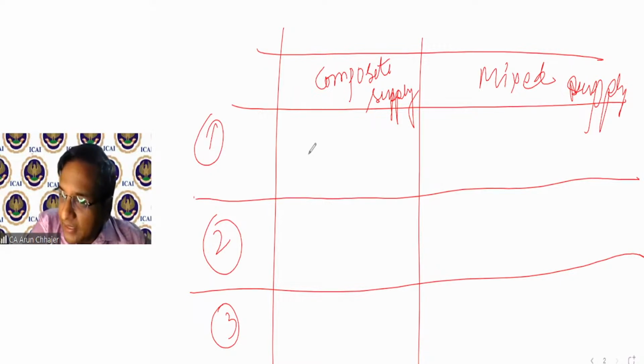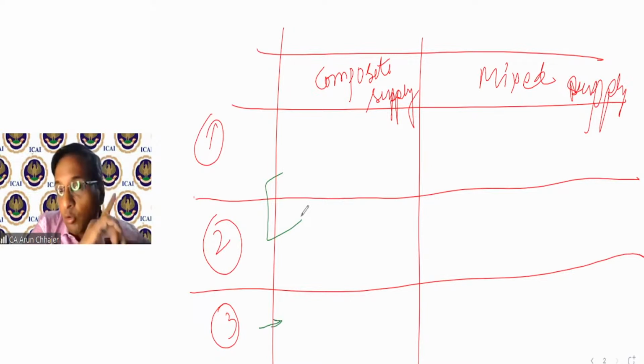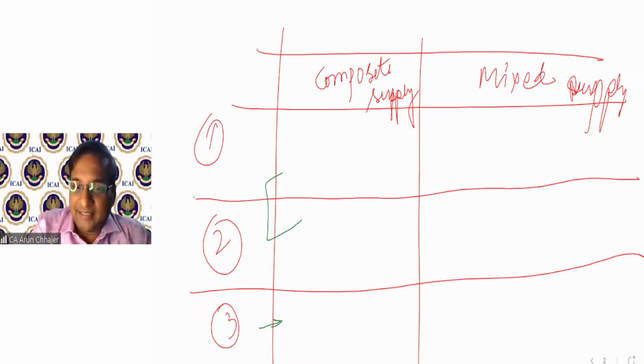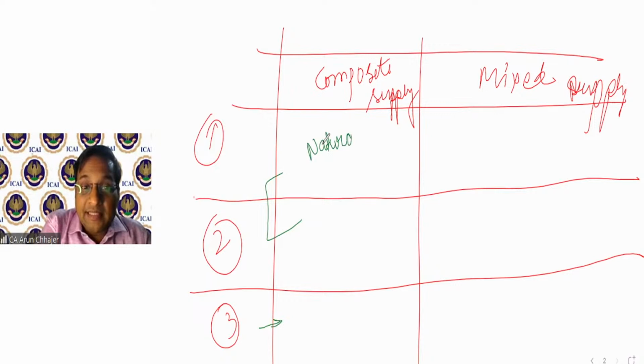Composite supply. Oh, you have given two answers, two differences, two line items. Can you recall if there is one more difference? Correct. Mansa has correctly given one more component. So the first point I can tell is that it is naturally bundled. And it is not naturally bundled.